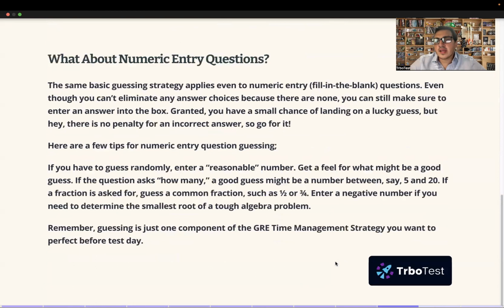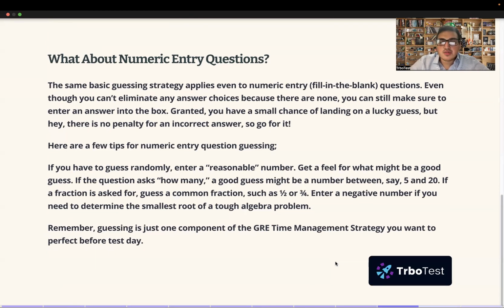So what about the numeric entry questions? The same basic guessing strategy applies even to numeric entry fill-in-the-blank questions. Even though you can't eliminate any answer choice because there are none, you can still make sure to enter an answer into the box. Granted, you have a smaller chance of landing on a lucky guess, but hey, there's no penalty for a wrong answer, so go for it.